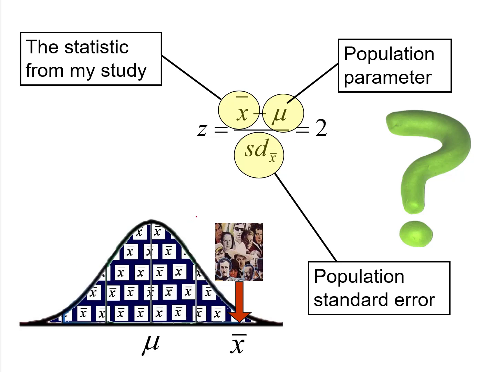Hopefully everyone is thinking right now, yes, we really want to use this formula. We want to be able to calculate this z statistic, where we take the statistic from our study, subtract from it the true population parameter, and divide it by the standard error of our statistic. We want to be able to do that, but how can we do that when we don't know the true population parameter and we don't know the standard error of our statistic? Well, let's take a look and see.